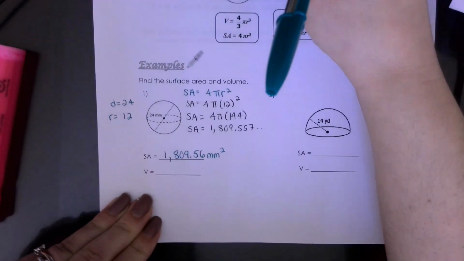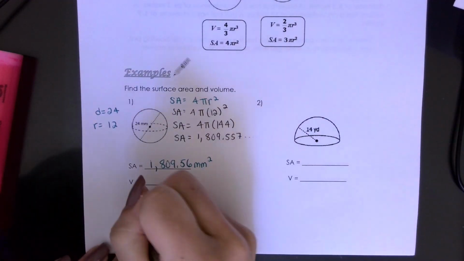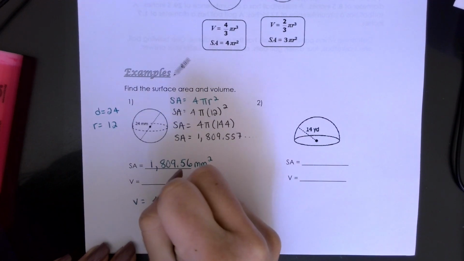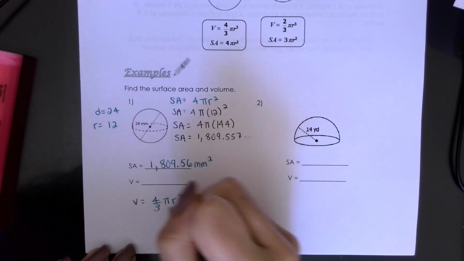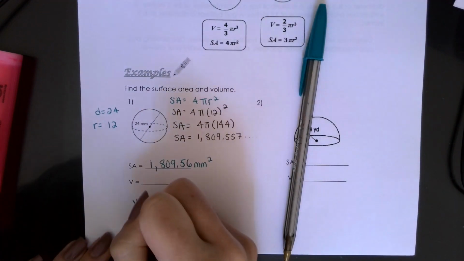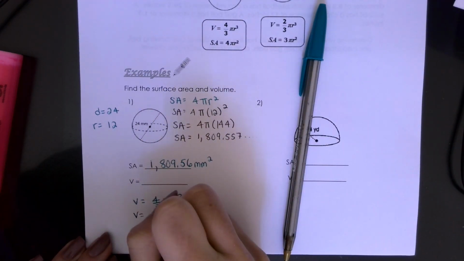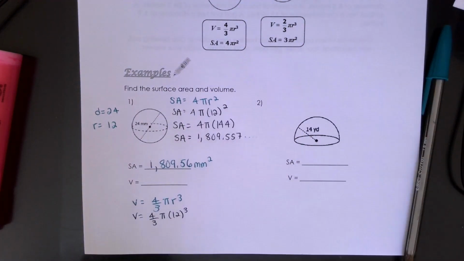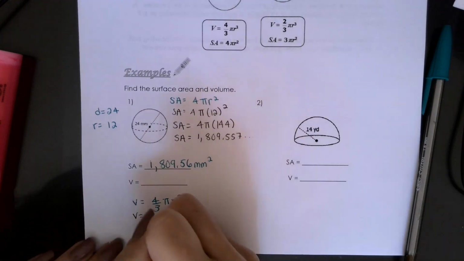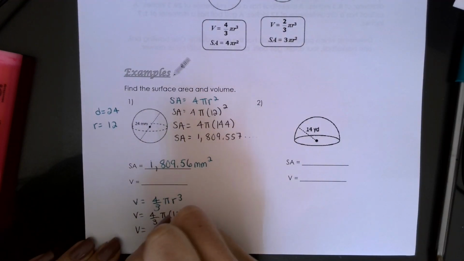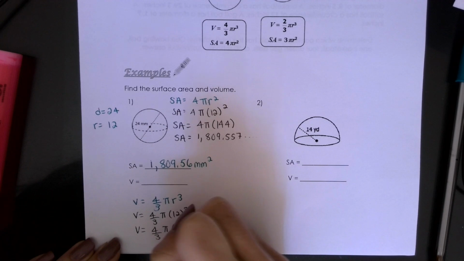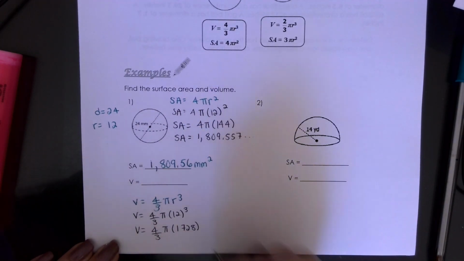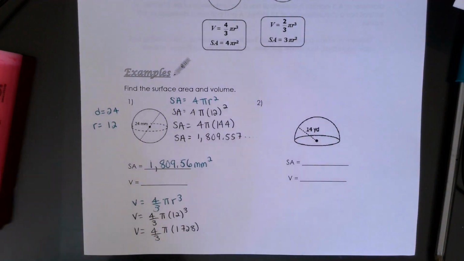Now the same problem, let's go ahead and do volume. So volume is 4/3 pi r cubed. So now we know what our radius is, so we're good. 4/3 pi, r is 12, and then cubed. Do your exponents again. So your volume is going to be 4/3 pi, and you have 12 cubed will give you 1,728. Now, all this can be done in the calculator.